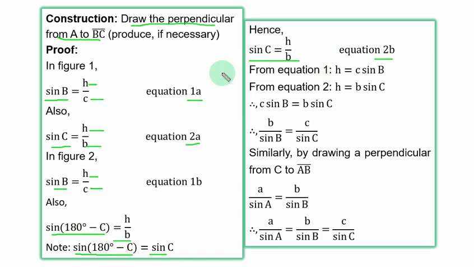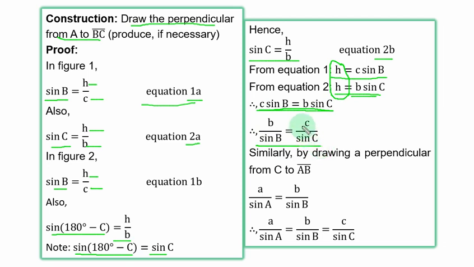From equation 1, considering 1a and 1b, if you make the height to stand alone, you have this result. In equation 2, that is 2a and 2b, if you make the height to stand alone also, you have this result. Since the left hand side of both equations are the same, by implication the right hand sides are equal, so you have it in this form. If you transform this using reverse of cross multiplication, you have this expression.